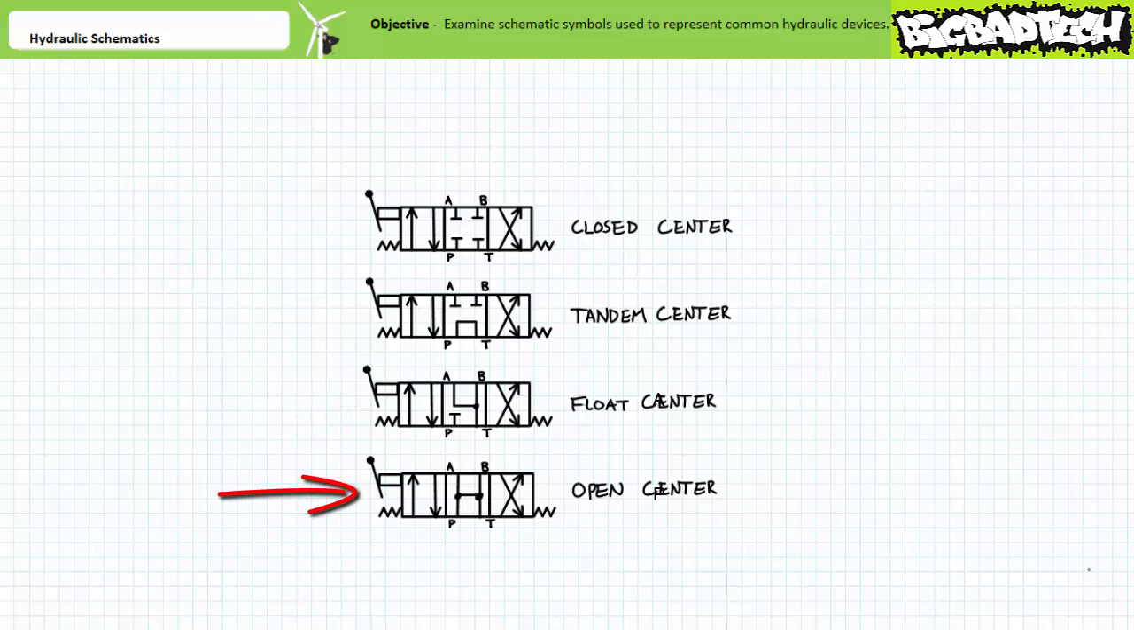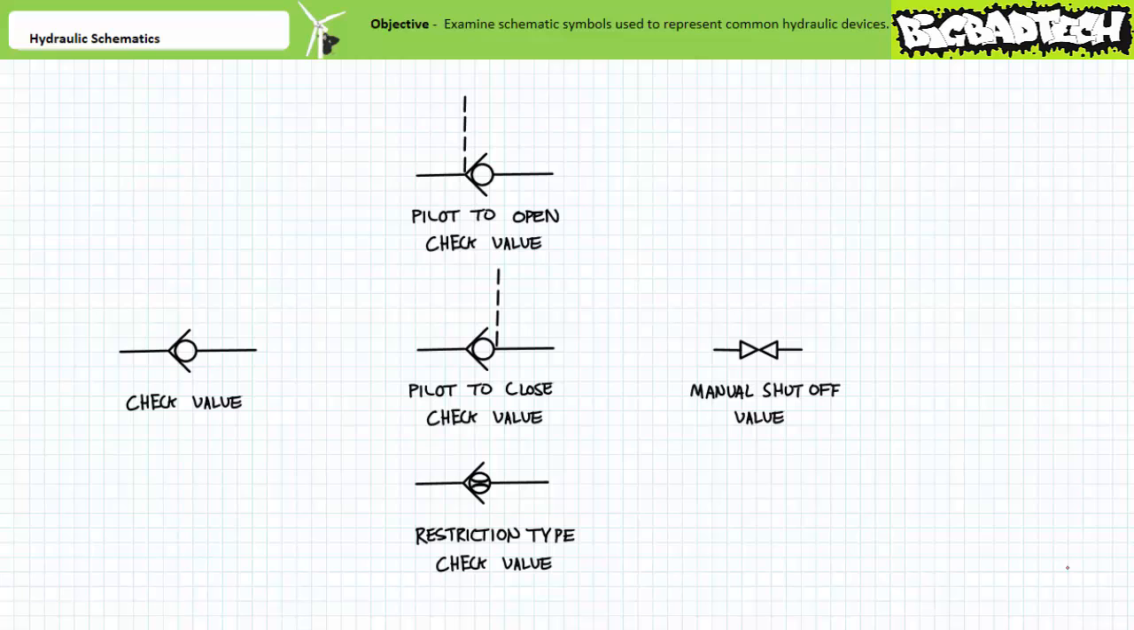Finally, an open center does not lock the actuator in position, but rather allows it to float freely and be repositioned by an outside force. Similar to a tandem center, an open center routes pump outflow to tank, thus saving the pressure relief valve the necessity of being actuated.